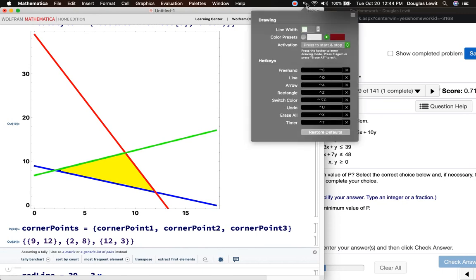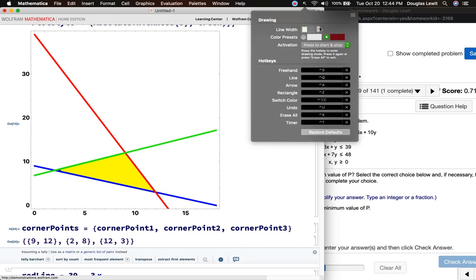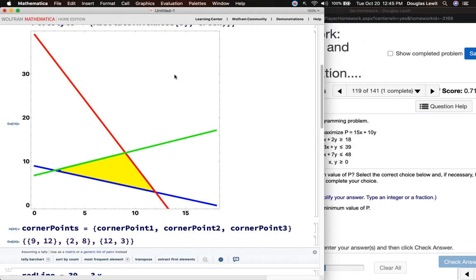So right over here, let's see. So this is going to be the point 9. Well, wait a second, that's pretty big. Hold on one second. Let me make that a little smaller. Let me make that a lot smaller. Okay. So this is the corner point 9, 12.